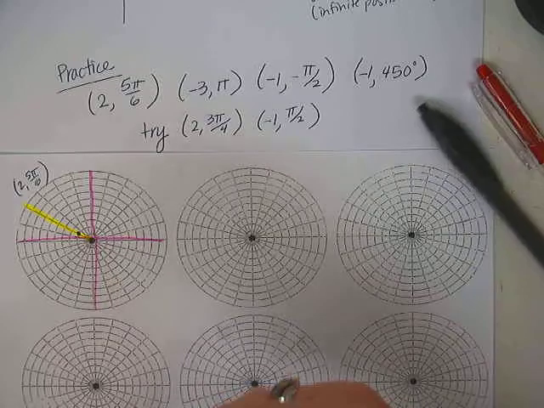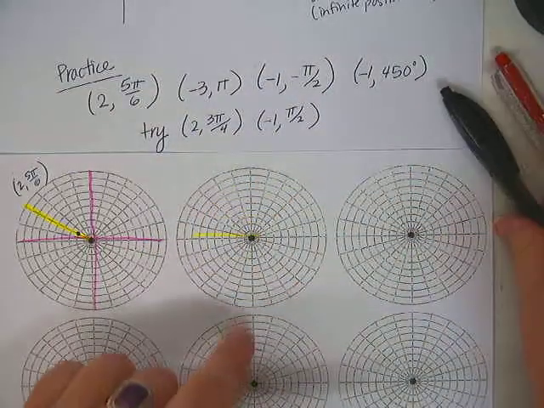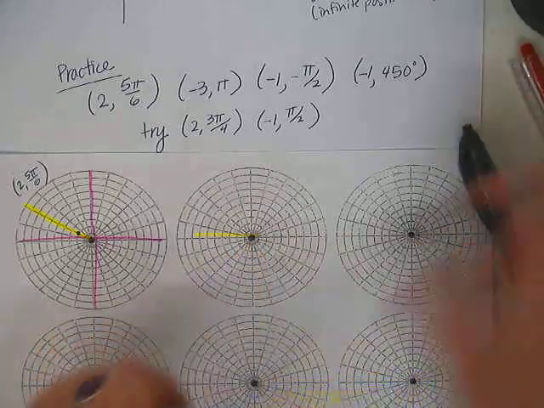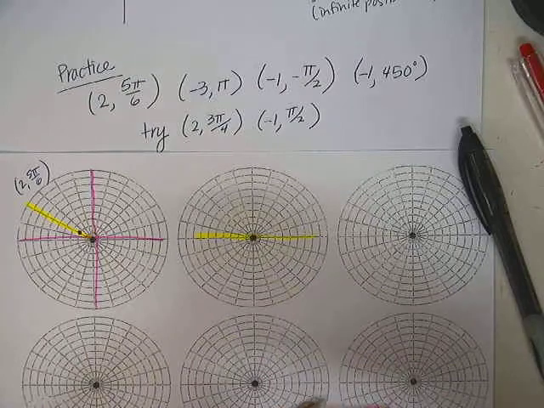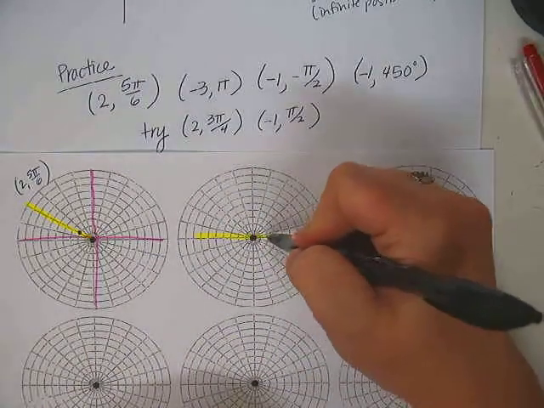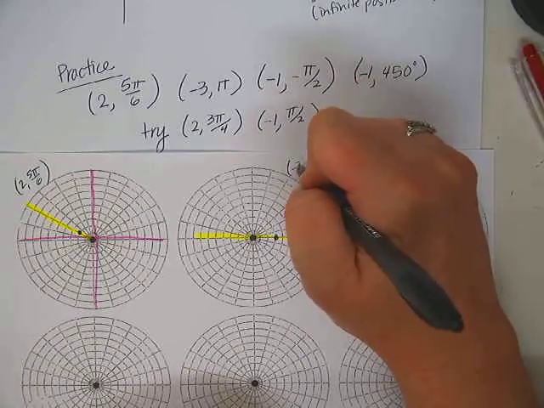Okay, the next one, you would go on the angle pi, but then because it's a -3, you would go in the opposite direction of that, so it ends up going to the right 3. So 1, 2, 3, that would be that point right there.